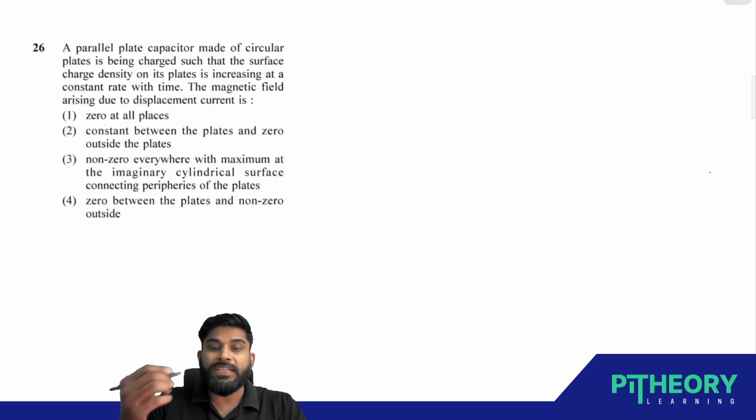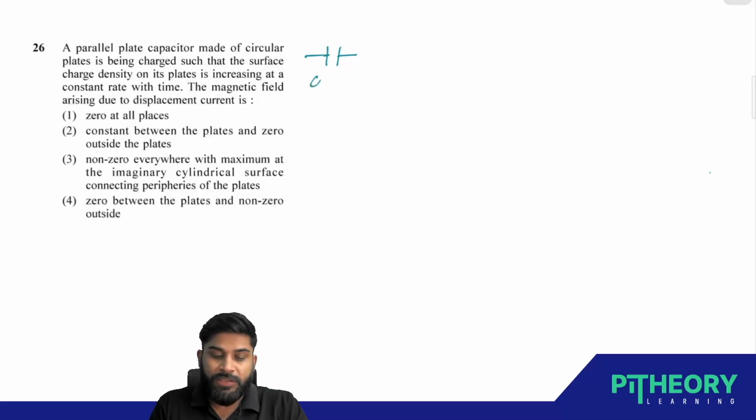In simple terms, first let's consider how to find the displacement current. Suppose we have a parallel plate capacitor. We know the charge, capacitance, potential relation: Q is equal to CV. The displacement current you can write as dq by dt, the rate at which the charge on the capacitor plates is changing. So the displacement current dq by dt will be equal to C into dV by dt.